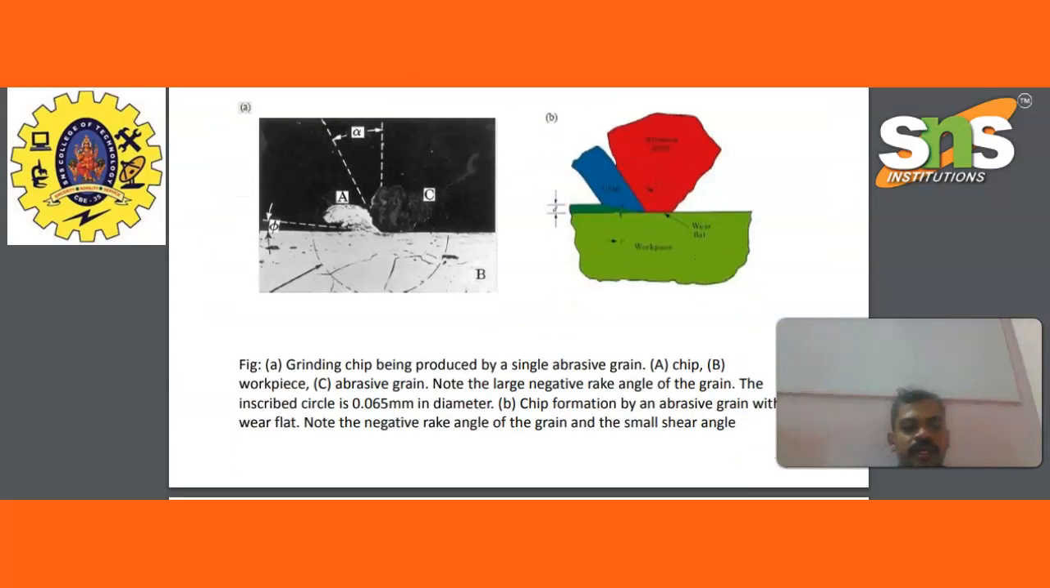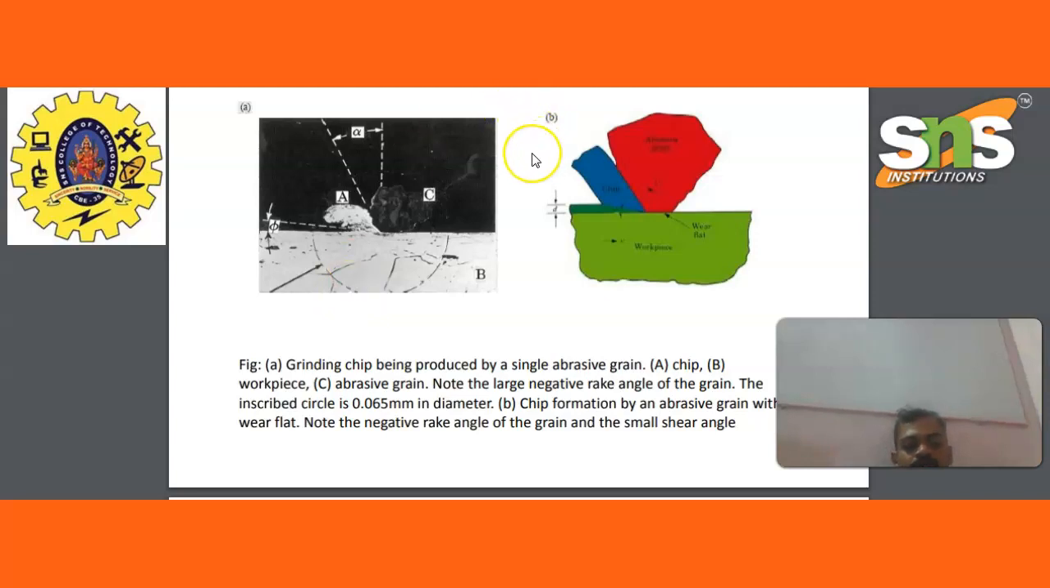These are the grinding chips. The grinding chip being produced by a single abrasive grain is shown here. A is the chip, B is the workpiece, C is the abrasive grain. Note the large negative rake angle of the grain. The inscribed circle is 0.06 mm in diameter.